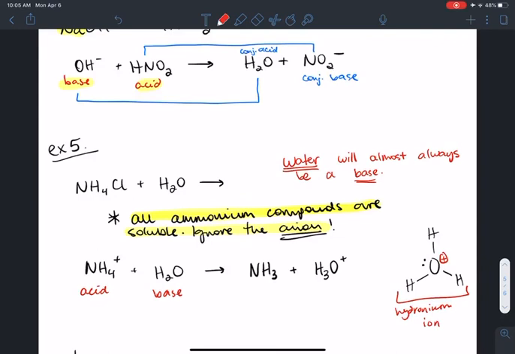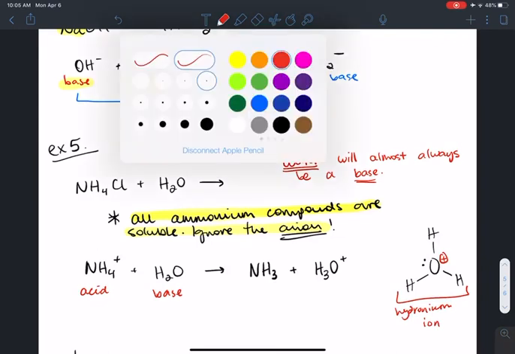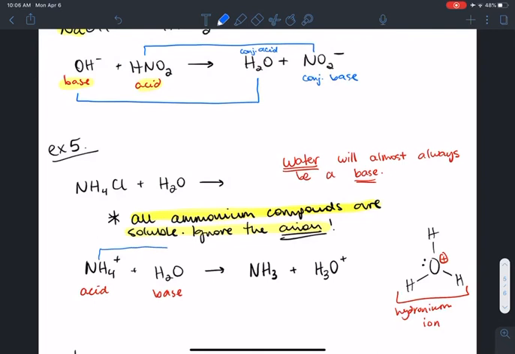Okay, so let's finish labeling our reaction. So ammonium was converted to ammonia, which is going to be our conjugate base. And the base was converted to the conjugate acid, our hydronium ion.